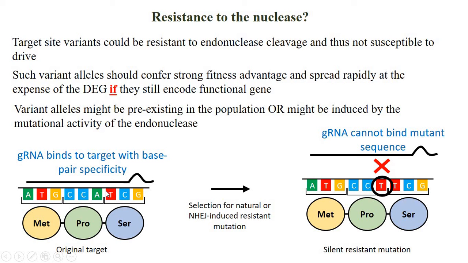So, for example, this is the original target. This codes for methionine, proline, serine: ATG CCA TCG. Through natural selection, the CCA has changed to CCT, which still codes for proline, but the guide RNA, or this homing endonuclease, can't cut it here now because this nucleotide has been changed. So that leads to resistance.